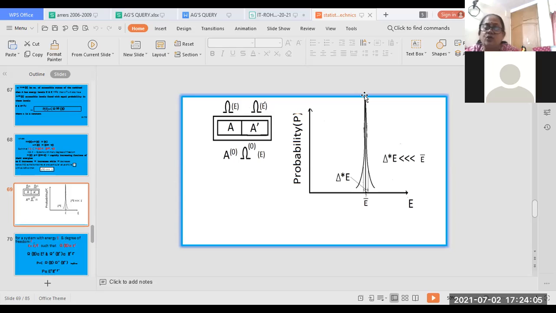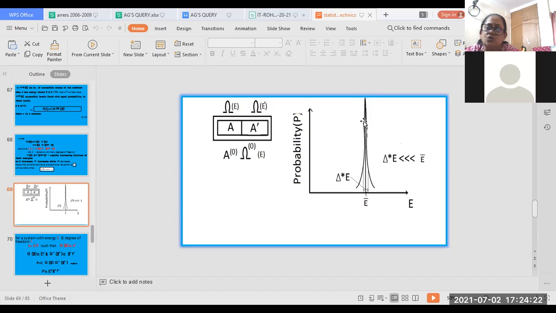Here you see there are two parts. In one part, A is dominating, let us say on the left side, and A dash dominates on the right side. So when A increases and reaches the maximum value, what happens?